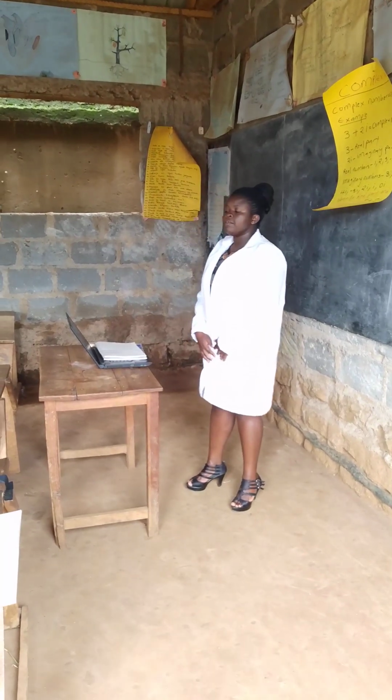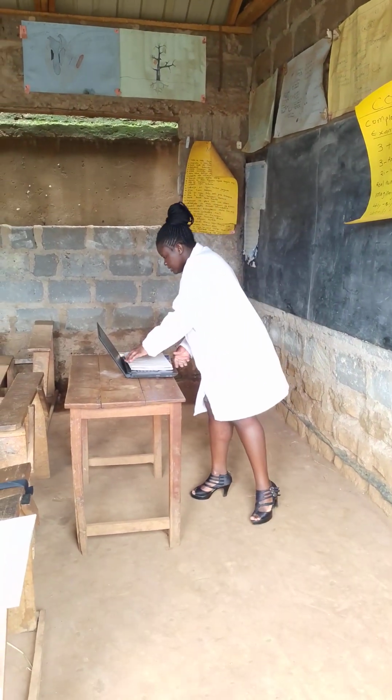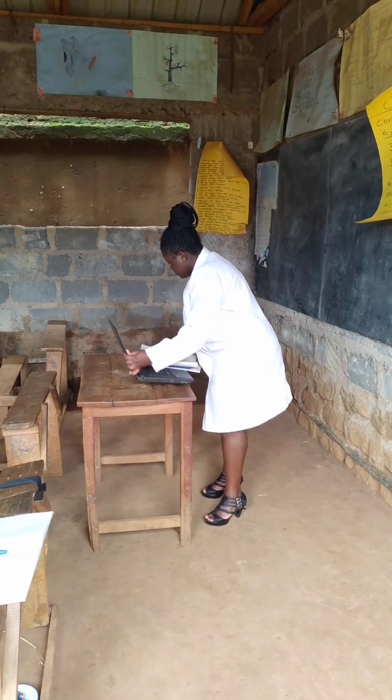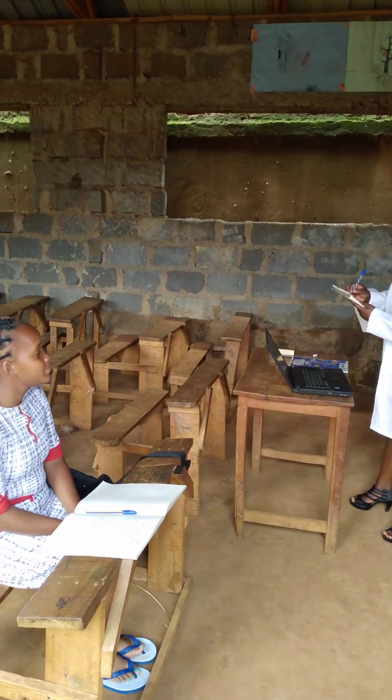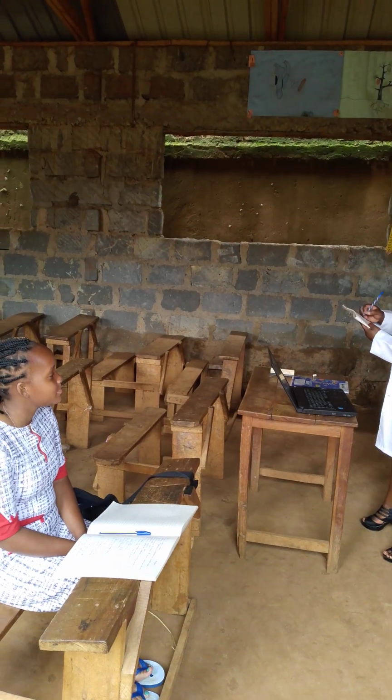Before we start, can we arrange ourselves in two columns? That is good. I'm going to take the attendance. Valerie Atieno, Joshua Waldengo, Mary Kumbe.